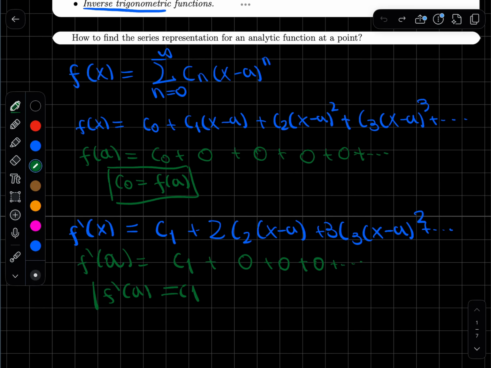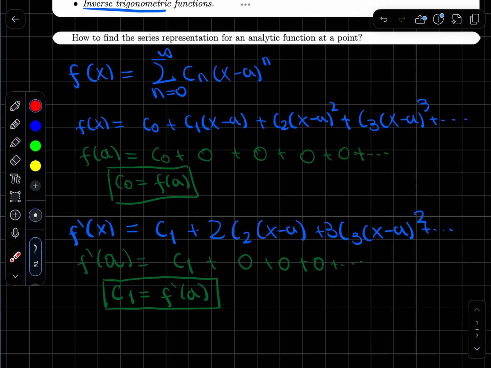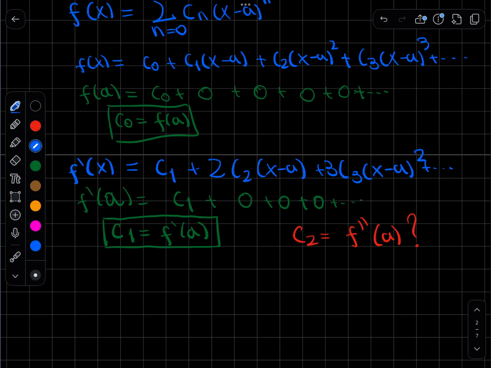So let me actually write it backwards like I did in the previous box, because I'm trying to find the c's, right? So you can see already some sort of pattern emerging. How do I find c0? I derive f 0 times, plug in a. How do I find c1? I derive f once and plug in a. So you could theorize that c2 is derive f twice, and plug in a. So let's see if that's the case.